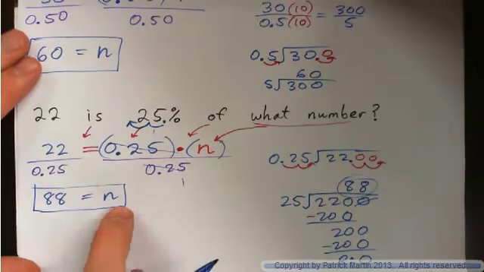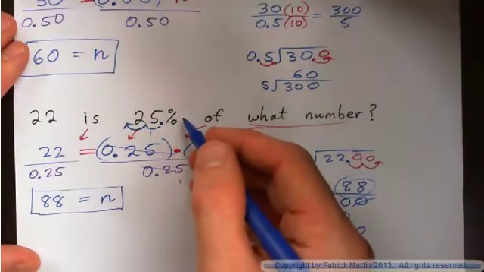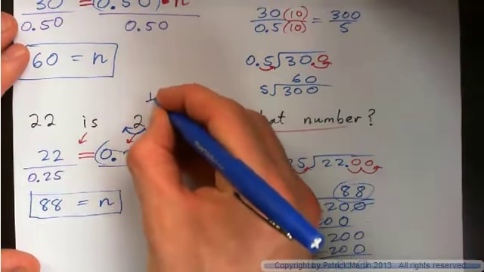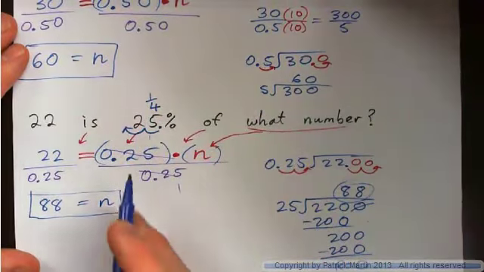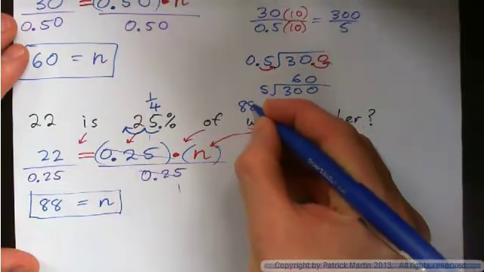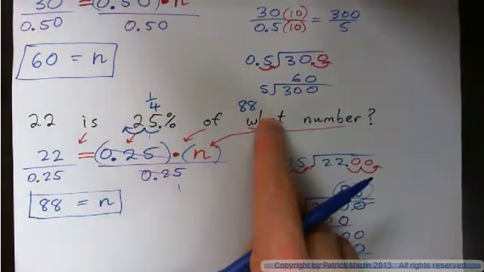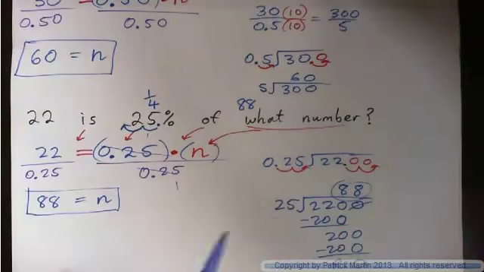So the number is 88. And so what I've said is now 25% of something, you might remember that's actually 1/4. You remember that? 22 is 1/4 of 88. Does that make sense? It is, right? If you take 88 and divide it by 4, you get 22, right?